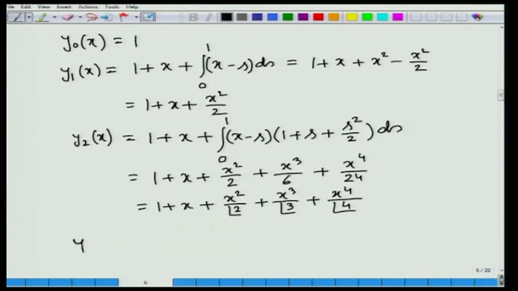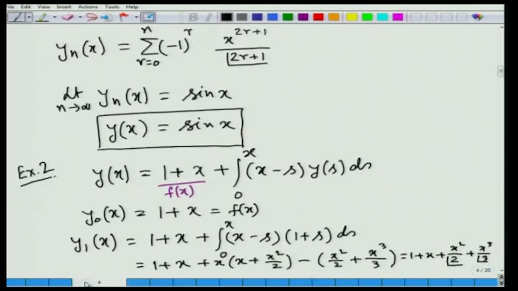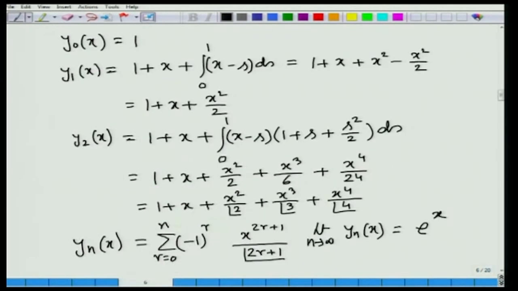So, ultimately y n x is equal to sigma r running from 0 to n minus 1 whole to the power r x to the power 2 r plus 1 divided by factorial 2 r plus 1. And again in this case, limit n tends to infinity, y n x converges to e to the power x. So, that means we are having the same solution, whatever we have obtained using the initial guess y 0 x equal to 1 plus x, in case of 0th order approximation y 0 x equal to 1, we are having the same solution.